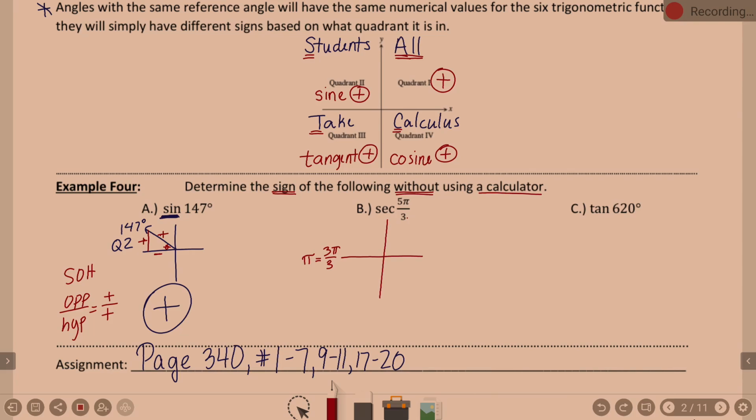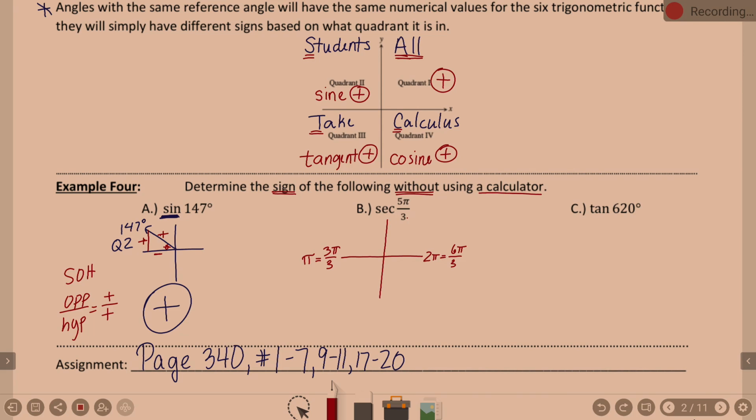Now, over here on the right, this is my starting point and my ending point. Starting point is obviously 0. What's my ending point? 2 pi. 2 pi is how many thirds? 6 thirds.